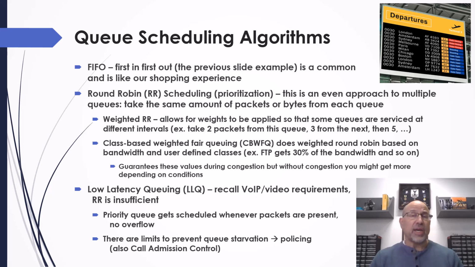In other words, if you say, listen, this voice is really important, it's got to get through no matter what, whenever you see packets here, send them. If there's a lot of them, well then anything else would get starved out, wouldn't get sent. So there are other techniques that we can use to prevent that starvation. And so that's what policing is all about, or policies, or call admission control, where we can say, listen, we're going to service that queue, but if there are overages, we're going to kill off some traffic so that we can service the other queues.